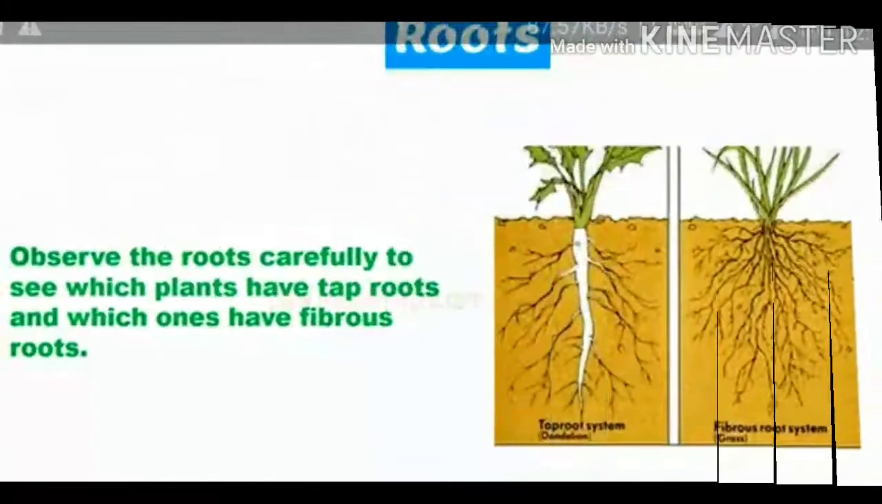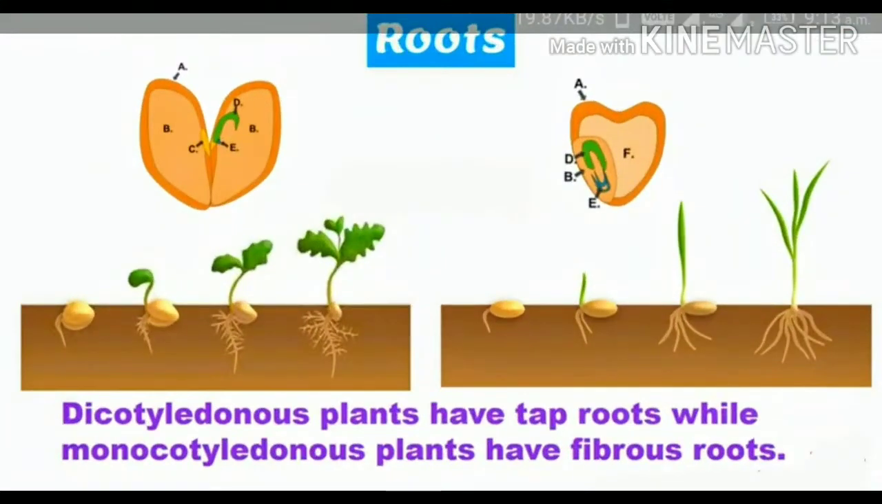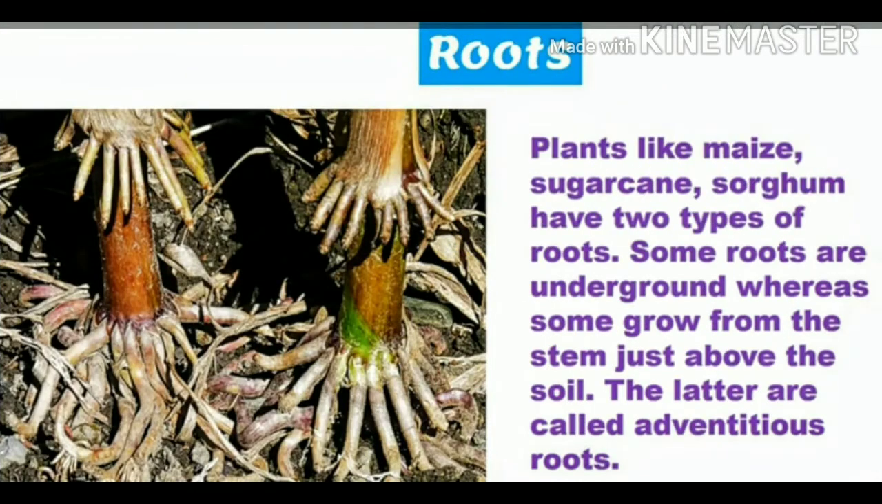Observe the roots carefully to see which plants have tap roots and which ones have fibrous roots. And when you notice that it has taproot, observe whether it is dicotyledonous or monocotyledonous, and note down your observations. Okay. Now students, look at this picture carefully.